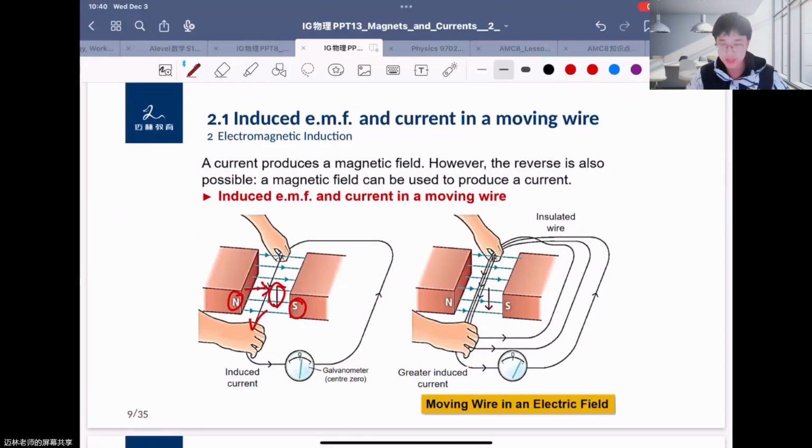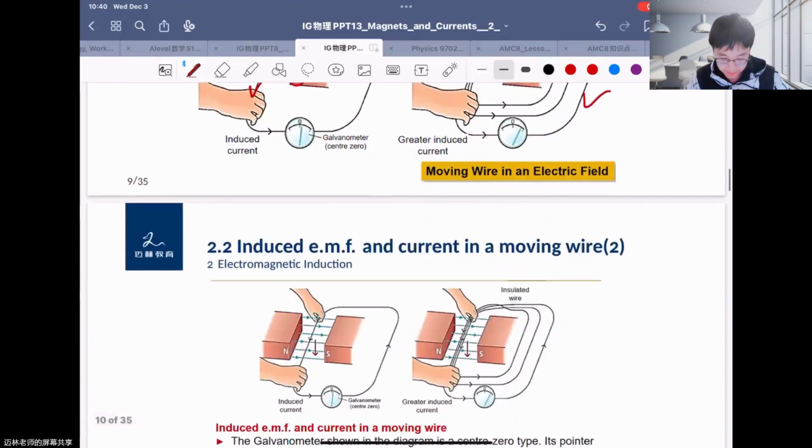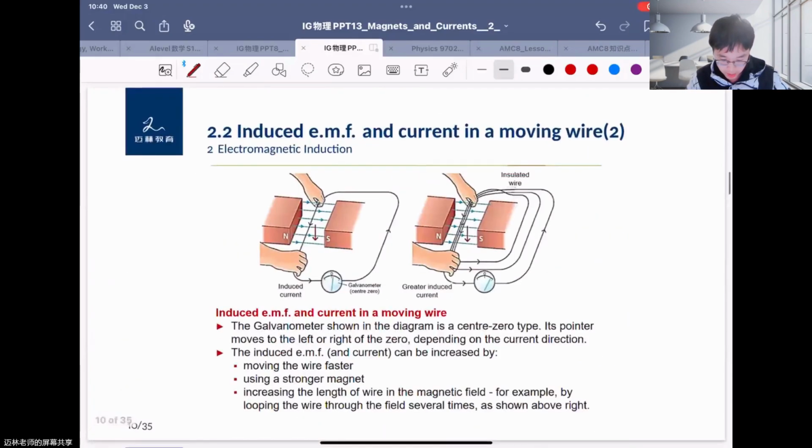Here, you can use this to induce electromotive force. In the second figure, if you use more wires, you can find it can afford a stronger current. So using the hand to move the wire can also afford a current. So you can set here if you have electromotive force or a stronger current inside the wire.